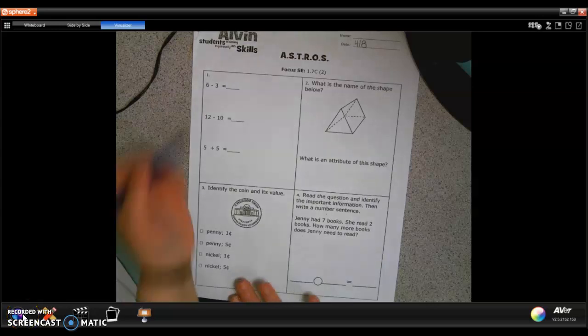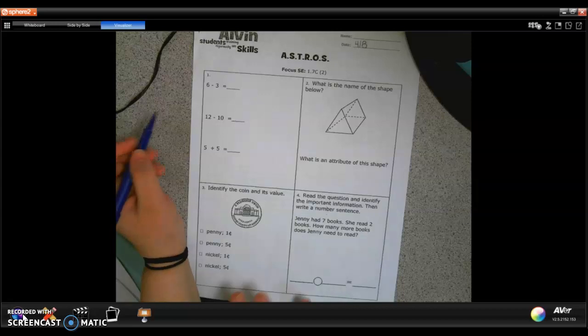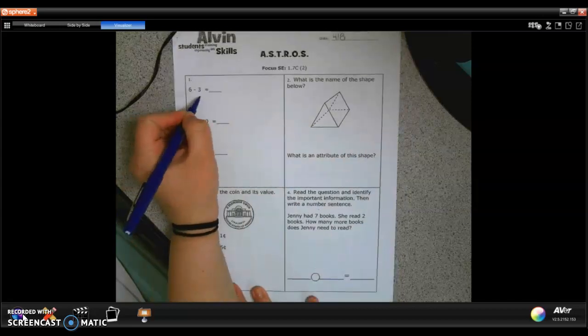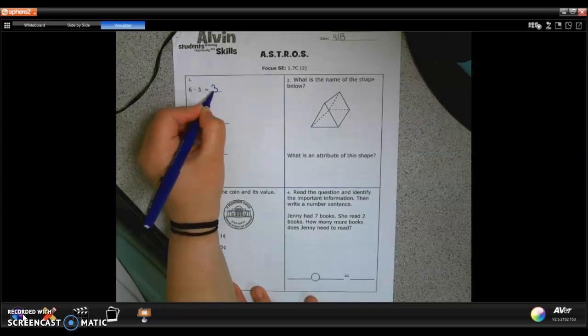Right, so for the first 3 problems, what you're going to do is solve them however you want to solve them. You can use counters, manipulatives, in your brain. So I know 6 take away 3. Well, I know 3 and 3 is a doubles fact. So that means that 3 and 3 is 6. So 6 minus 3 must be 3.